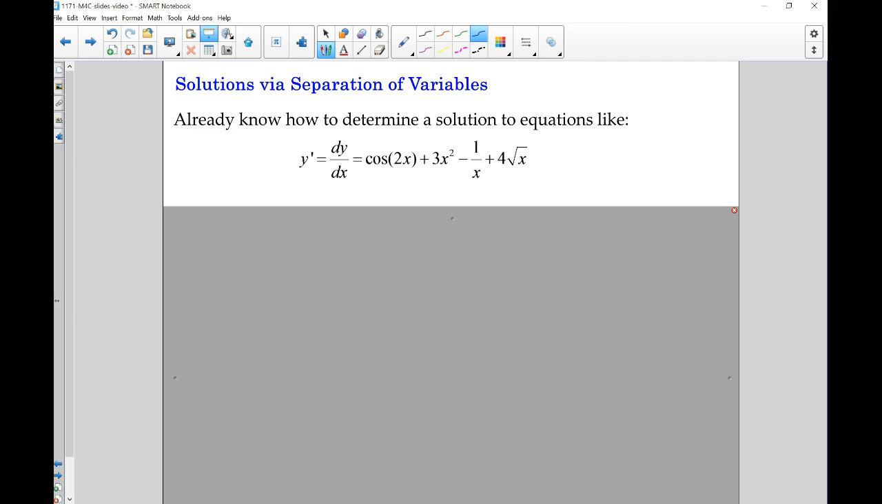This video is going to discuss a particular way of finding a solution to a differential equation. The method is going to be known as separation of variables.